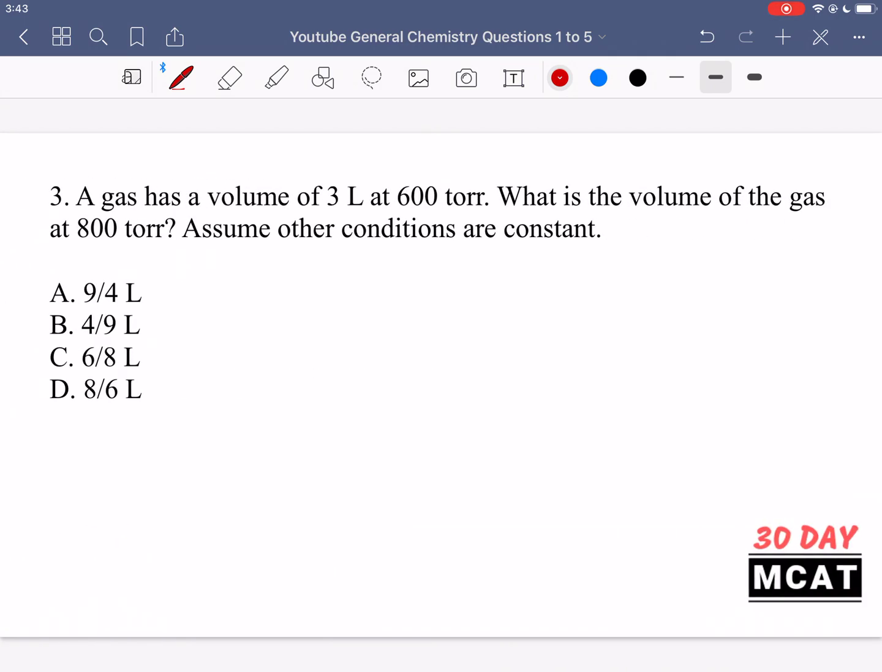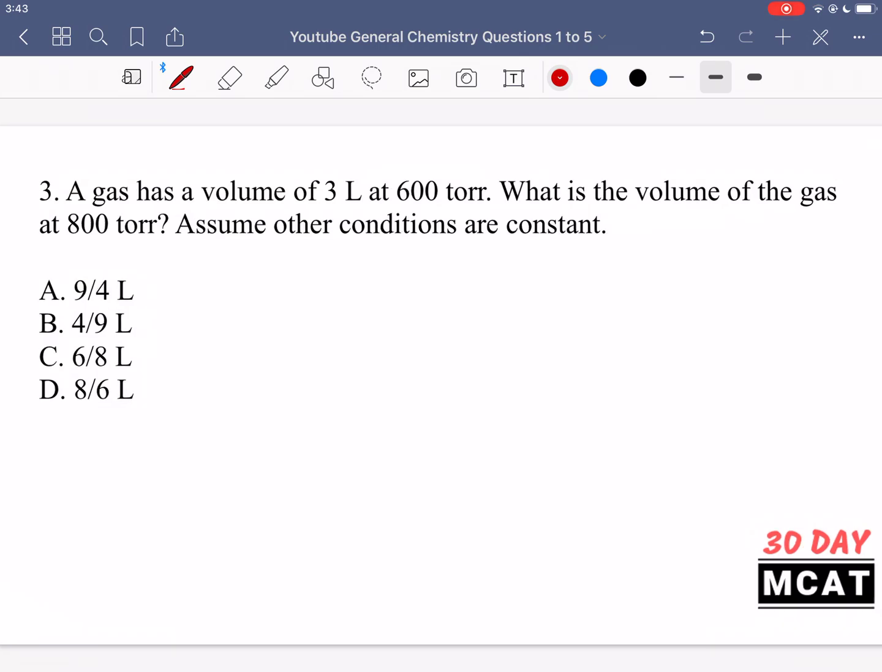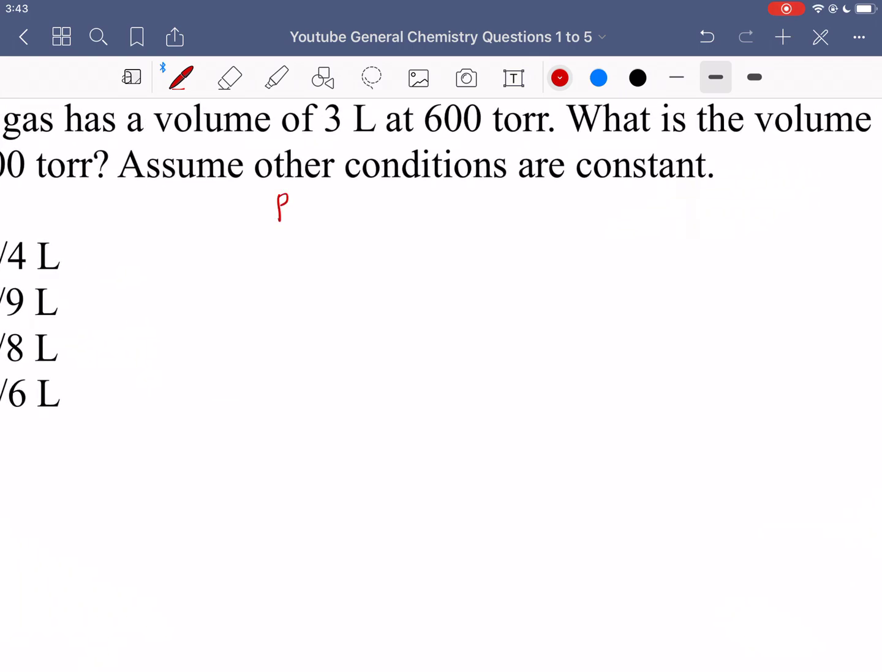In question 3, it says a gas has a volume of 3 liters at 600 torr. What is the volume of the gas at 800 torr? Assume other conditions are constant. So for this question, if we know that we have one gas at some condition, 3 liters and 600 torr, we can figure everything else out due to the ideal gas law. And now we are talking about changing some parameters and bringing the gas to a state 2. So this is state 2, and then state 1 is its initial state.